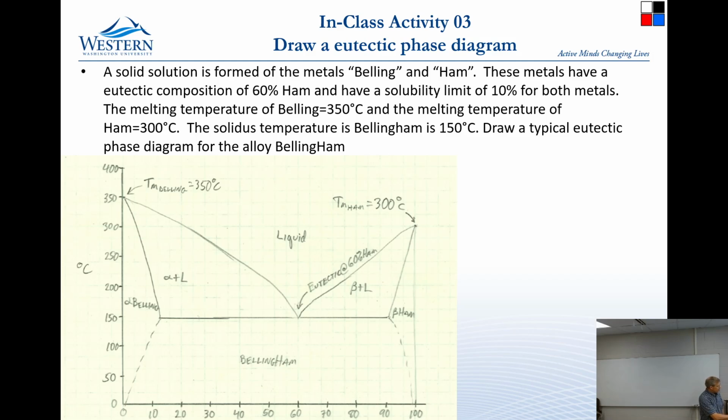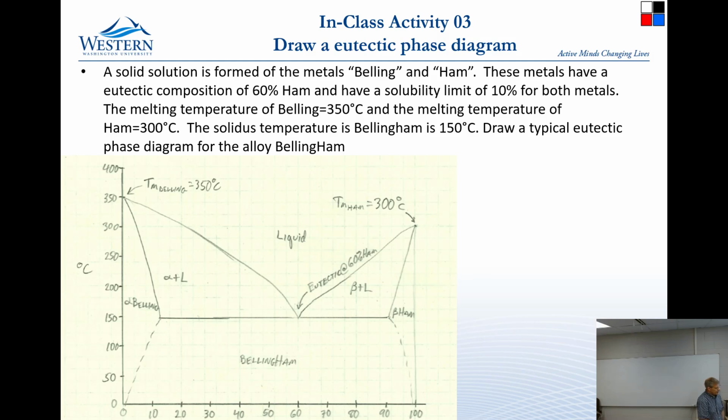The shape of these, we don't really know, so we're just making that up. That's something that you would have to find out what the shape actually looked like. And then we have this eutectic point at 60% here.